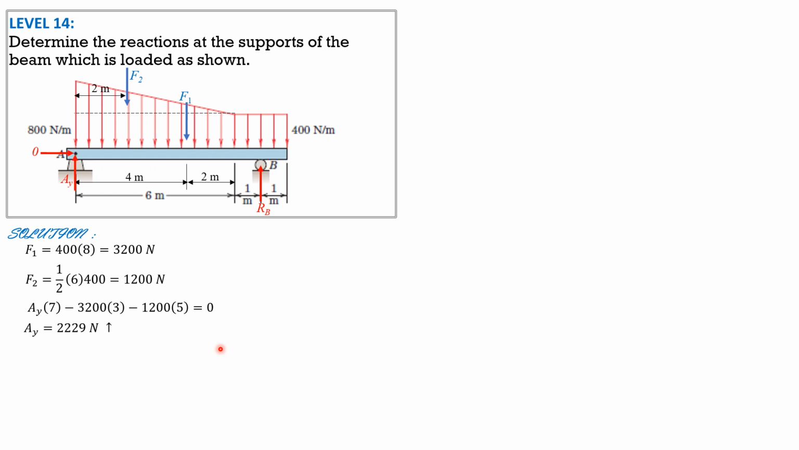Then RB, summation of moments about A equals 0. So RA is 2229 newtons upward. Summation of moments about A equals 0, counterclockwise positive, RB times 7 minus F1 3,200 times 4 minus F2 1,200 times 2 equals 0. So R sub B is equal to 2171 newtons upward. So that's it for this level 14 problem.